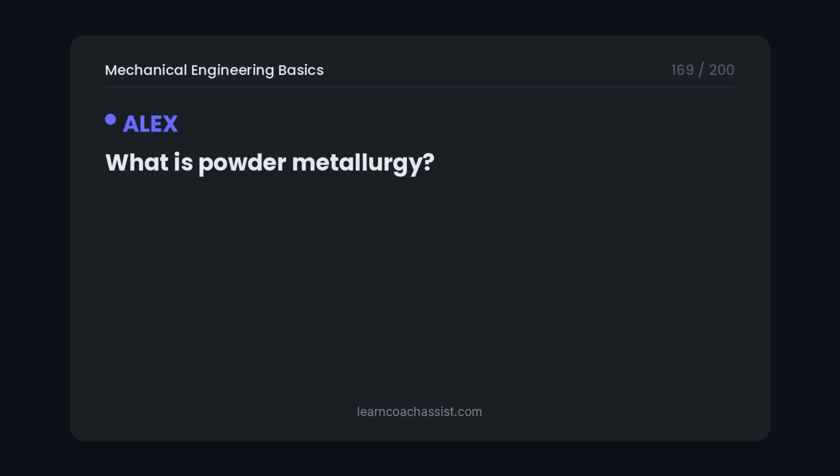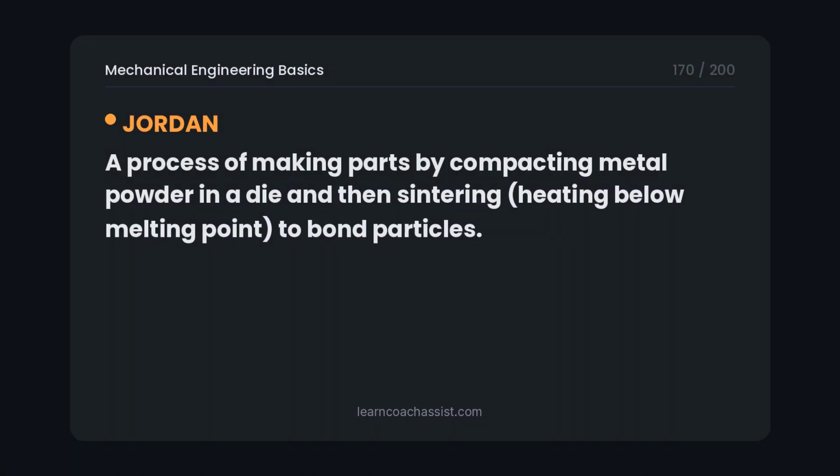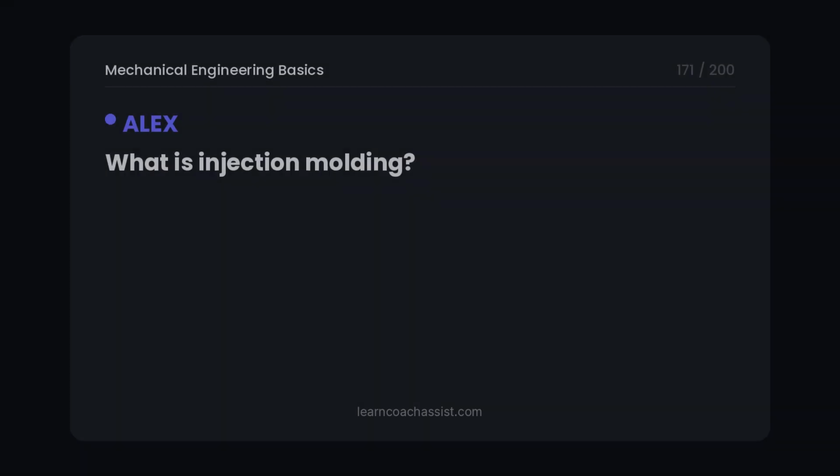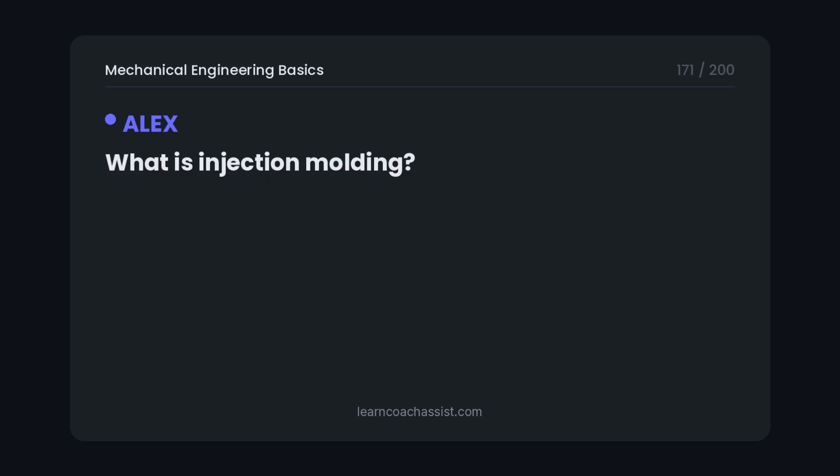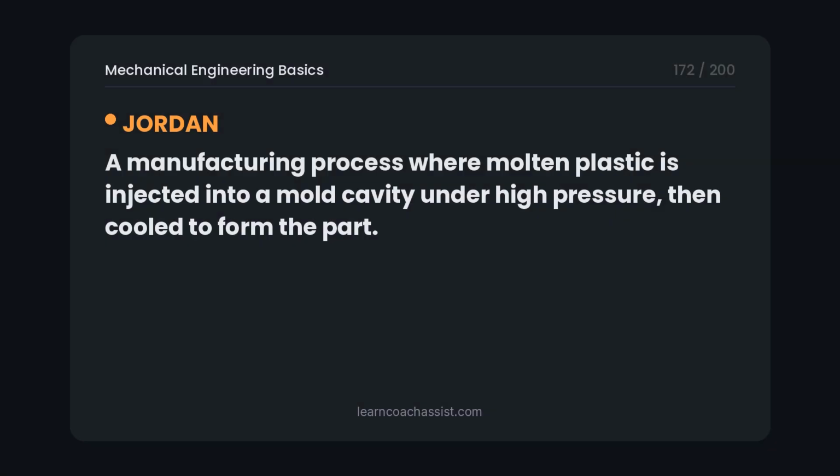What is powder metallurgy? A process of making parts by compacting metal powder in a die and then sintering, heating below melting point, to bond particles. What is injection molding? A manufacturing process where molten plastic is injected into a mold cavity under high pressure, then cooled to form the part.